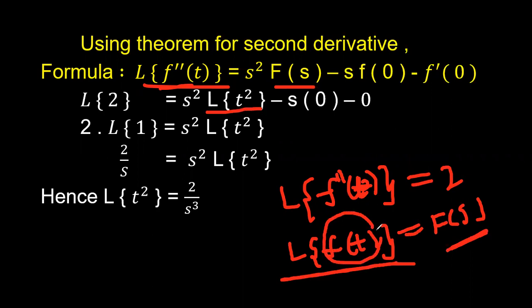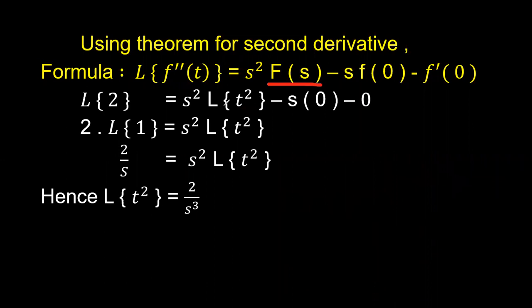So what is f of t? Actually it is t square. Now we have to find out the Laplace transform of this t square. So that's why this F of s can be represented as the Laplace transform of f of t, which is nothing but t square. Next is minus s into f of 0. What is f of 0 value? 0. Minus f dash of 0 value is also 0. So from this, 2 is a constant, 2 into Laplace transform of 1 is equal to s square into Laplace transform of t square, and this value is 0 and this value is 0.